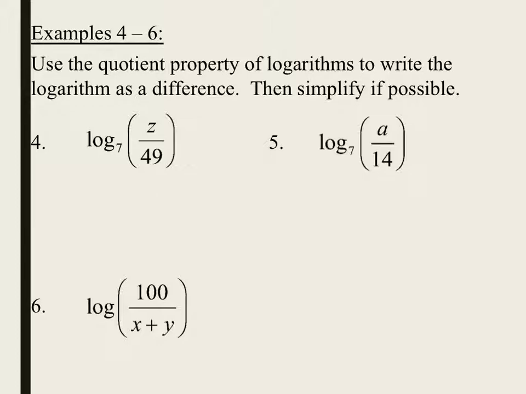In examples 4 through 6, we're going to use the quotient property of logarithms to write the logarithm as a difference. Then we're going to simplify if possible. So for number 4, we have the log base 7 of z minus the log base 7 of 49. But this can be simplified to be the log base 7 of z minus 2. Does everybody see why?